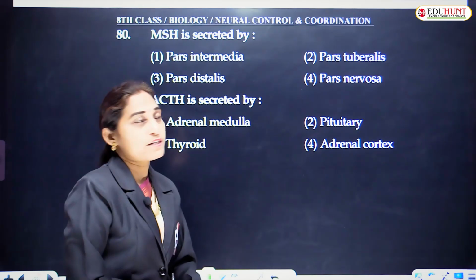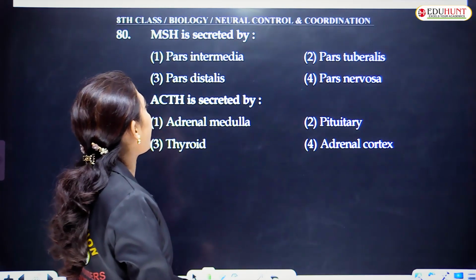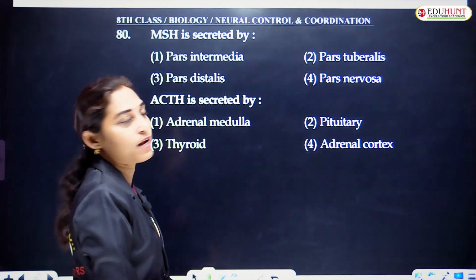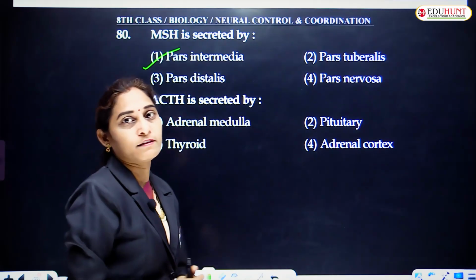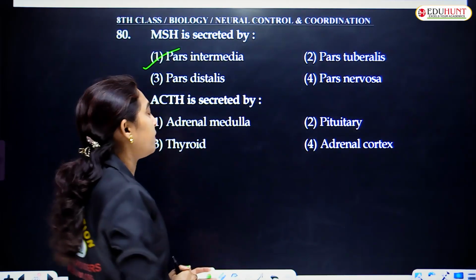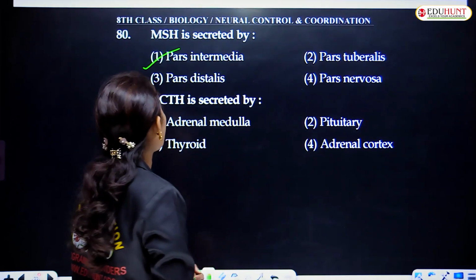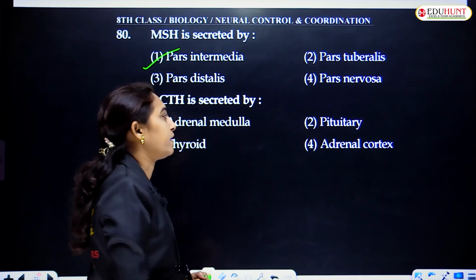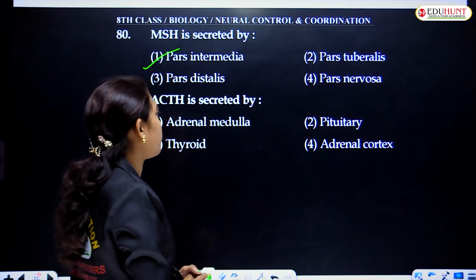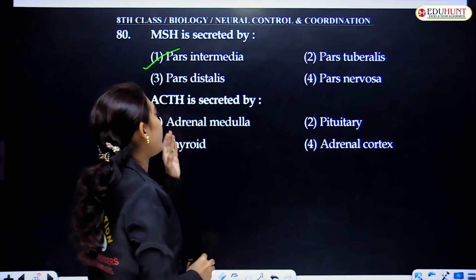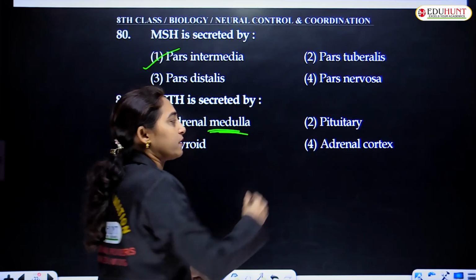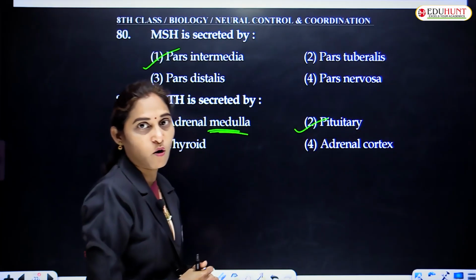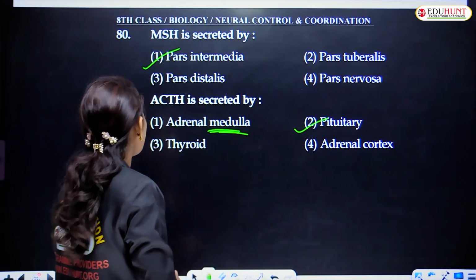MSH, melanocyte stimulating hormone, is secreted by pars intermedia, the intermediate part of the pituitary gland. ACTH, adrenocorticotropic hormone: hearing adrenocorticotropic hormone, we immediately think of the adrenal gland, but it is secreted by the anterior lobe of the pituitary gland.